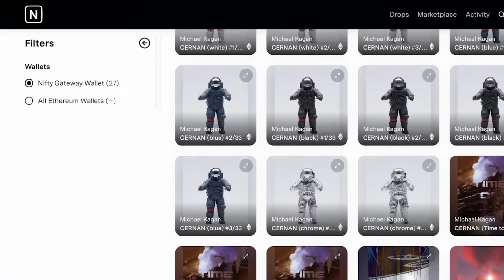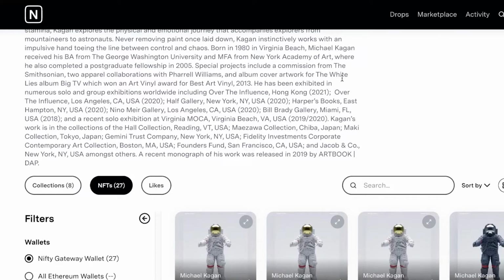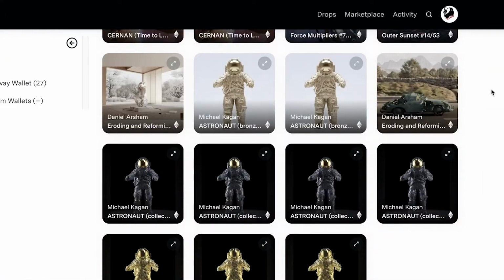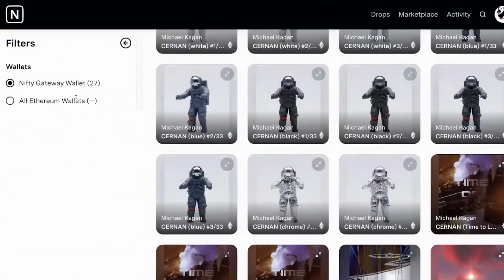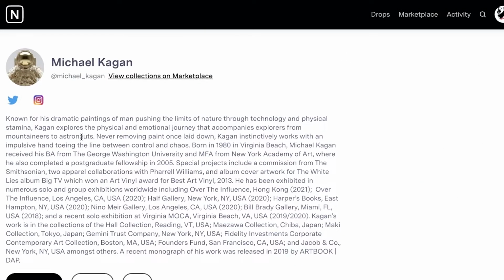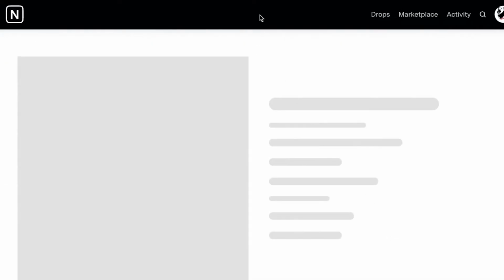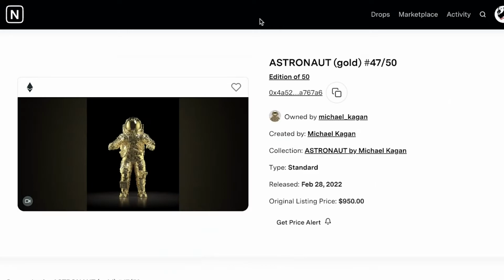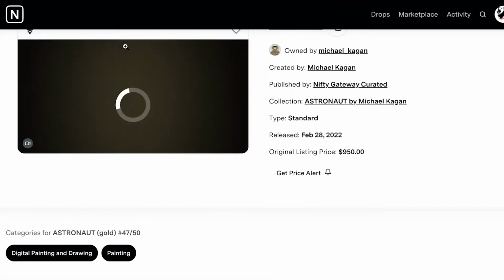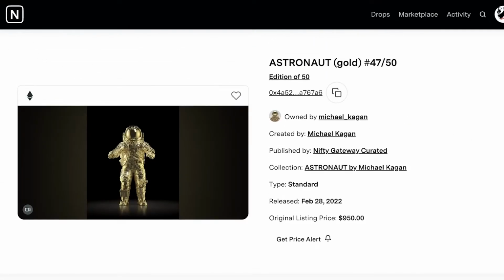Now, there is this illustrator called Michael Kagan, and he uploads his NFTs on Nifty Gateway, and he has created NFTs that are based on his physical illustrations. A few of his NFTs are actually based on the illustrations that he created and images that he took of those illustrations. So this is something to keep in mind whenever you are looking to create a NFT out of a physical illustration.